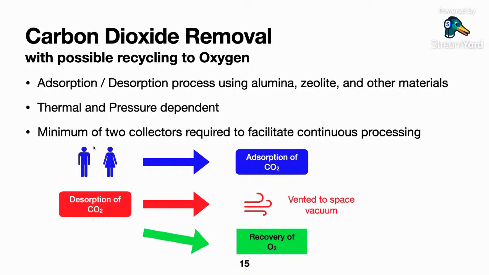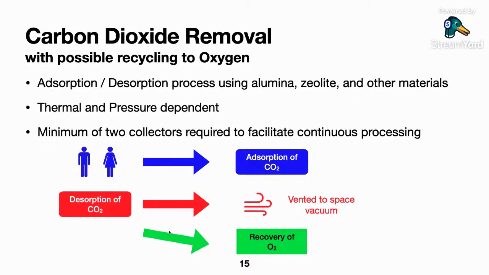So here's our crew, and they are producing carbon dioxide, and it's being absorbed into a canister of aluminum zeolite or some other material. At the same time, the same sort of canister is in a desorption cycle, and so it's releasing carbon dioxide. Now, initially, that was being vented into the vacuum of space. So again, this is thermally and pressure dependent. If you drop the pressure to vacuum and you raise the temperature, it's going to naturally release the carbon dioxide.